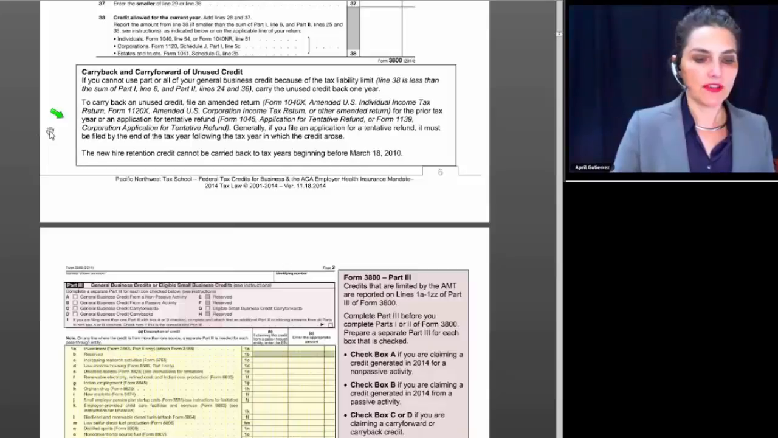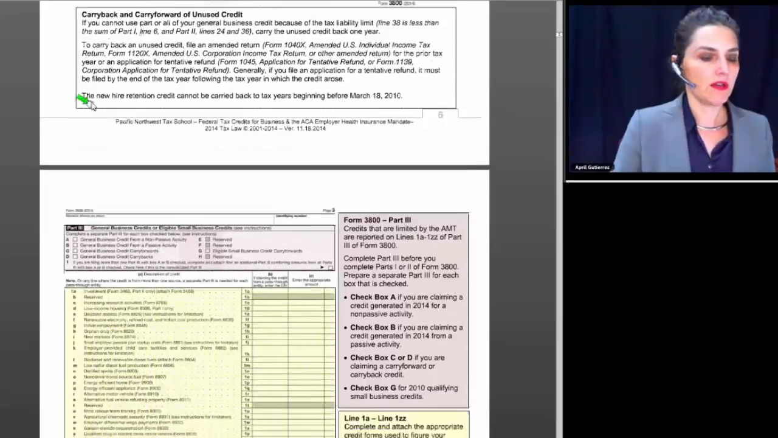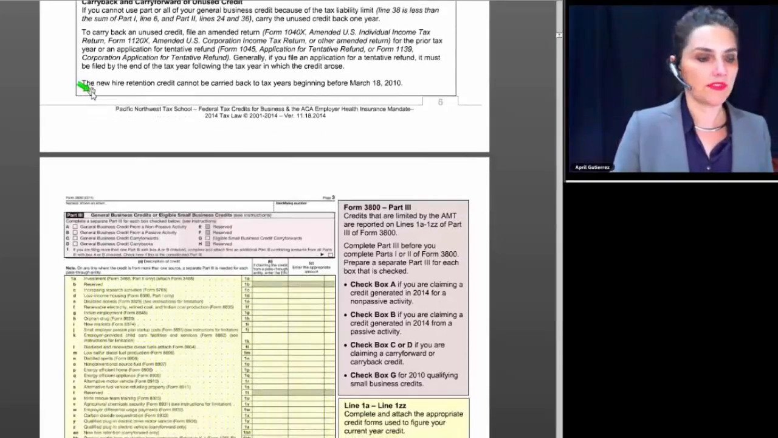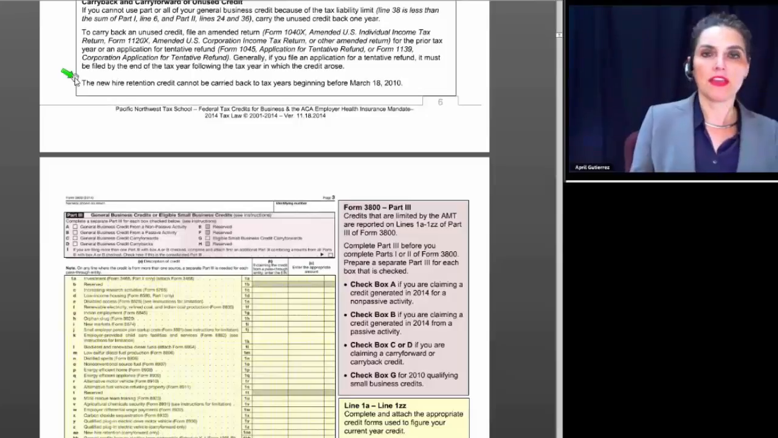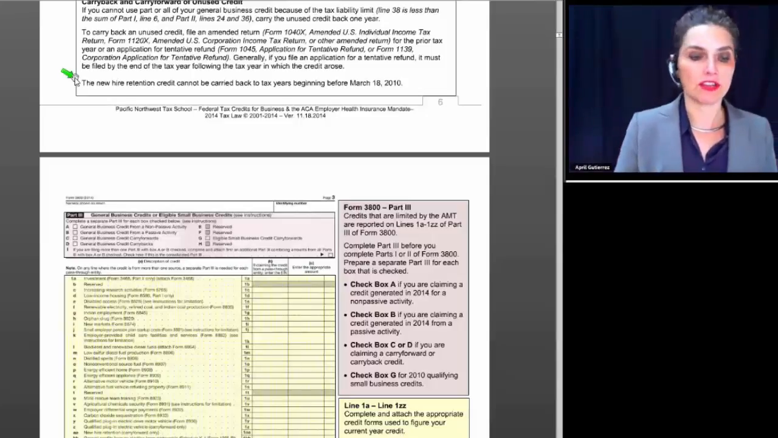And generally, if you file an application for a tentative refund, it must be filed by the end of the tax year following the year in which the credit arose. Also, there is a credit that's called the New Hire Retention Credit. It was applicable only for new hires in tax year 2010. And if you claimed the New Hire Retention Credit but could not claim it because your tax liability was too low, and then you had to do a carryback, that particular credit could not be carried back to 2 years earlier than March 18, 2010.